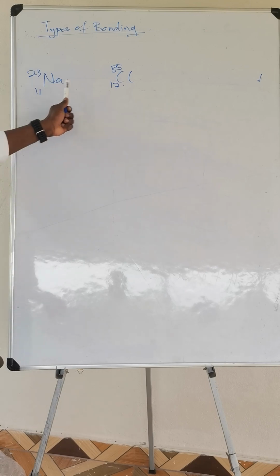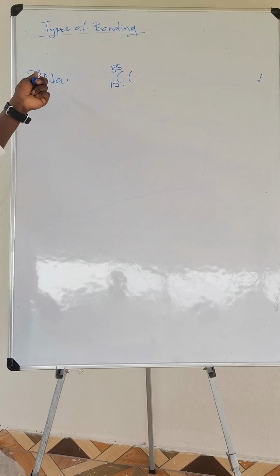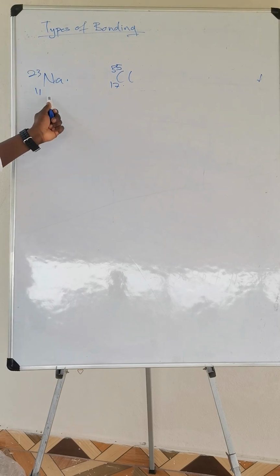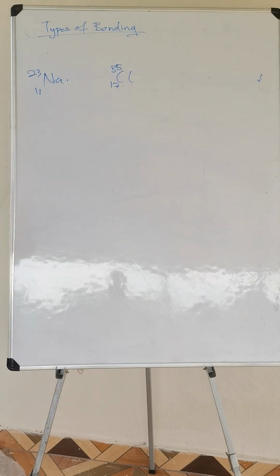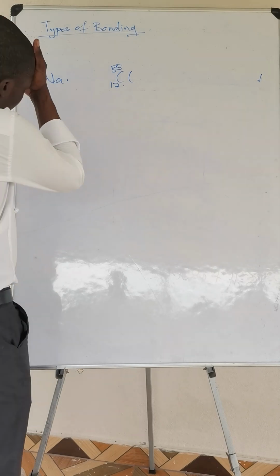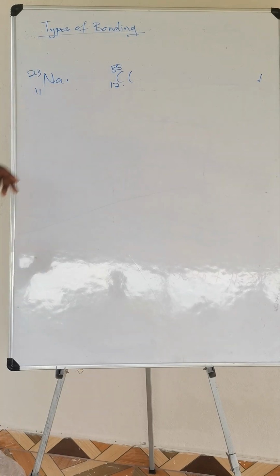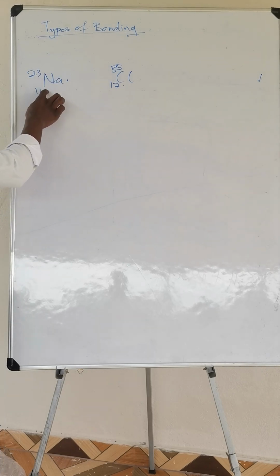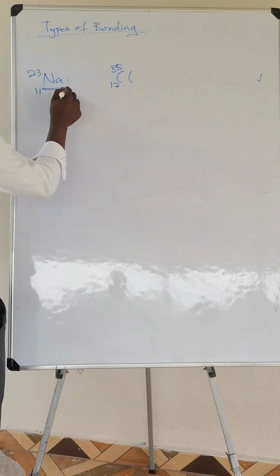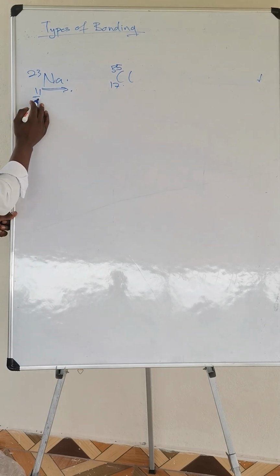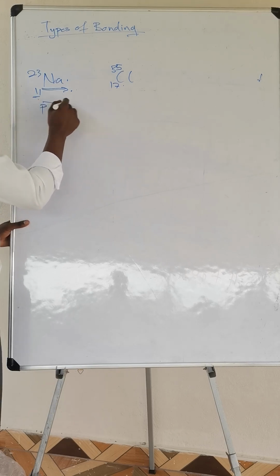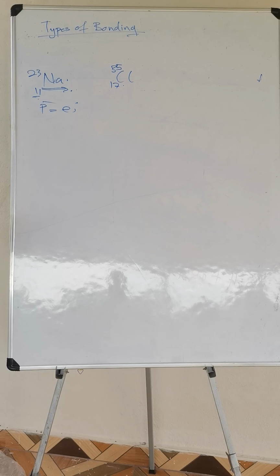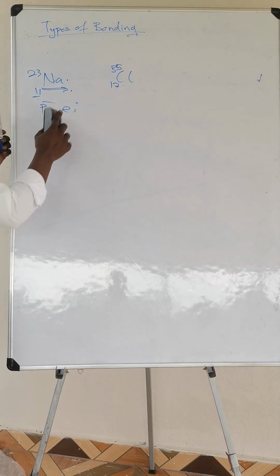So for these to be stable, sodium from group 1 needs to lose an electron, and chlorine needs to accept the electron, so that both become stable and we form an ionic compound. Let's show what I am talking about. We do the electronic configuration of sodium. This is the proton number. If the atom is neutral, its number of protons is equal to its number of electrons, so here we have 11 electrons.